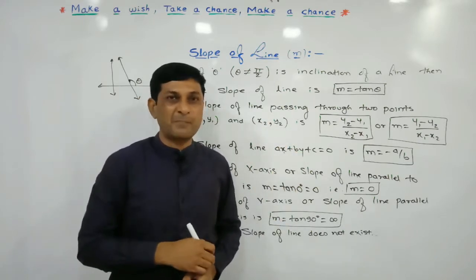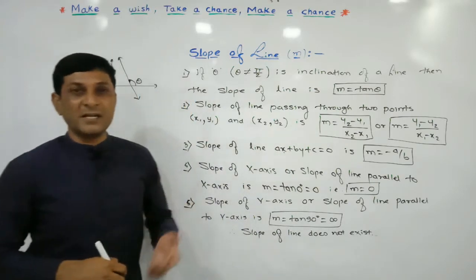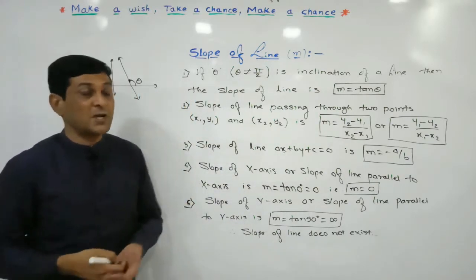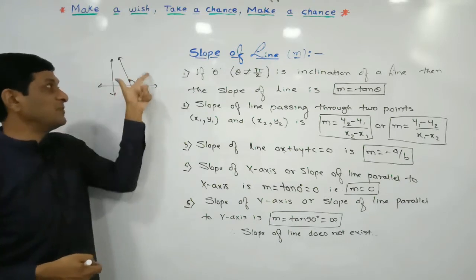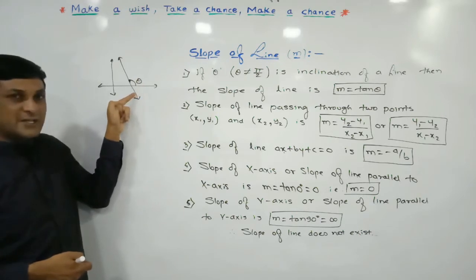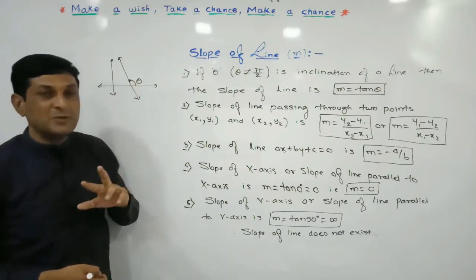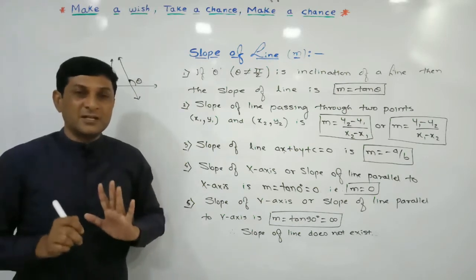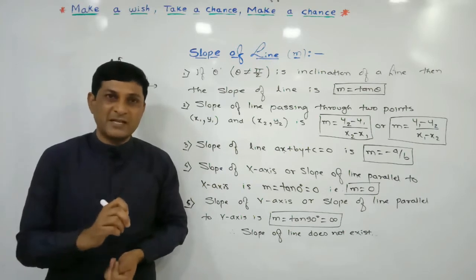When is this formula applicable? If theta is known to us, and what is theta? It is the inclination of a line. Inclination means the angle made by the line with the positive direction of x-axis, in anti-clockwise direction. Don't consider the angle in clockwise direction. If we consider the angle in clockwise direction, then the value of theta will be negative. And here, to find the inclination, we will require the angle made by the line with the positive direction of x-axis.